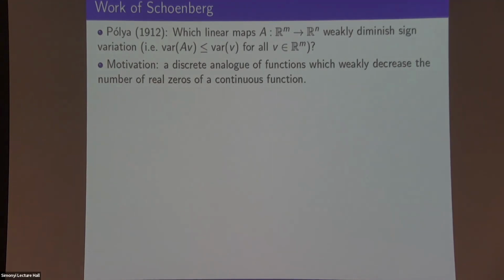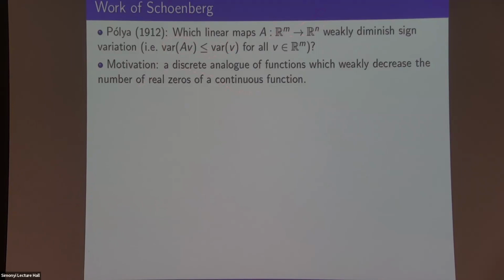So that was one line of work on total positivity, and the other line of work arose out of work of Schoenberg. Schoenberg was trying to answer a question of Pólya. Pólya's question was, which linear maps from R^m to R^n weakly diminish sign variation? So the sign variation of A times v is less than or equal to the sign variation of v for all v in the domain.